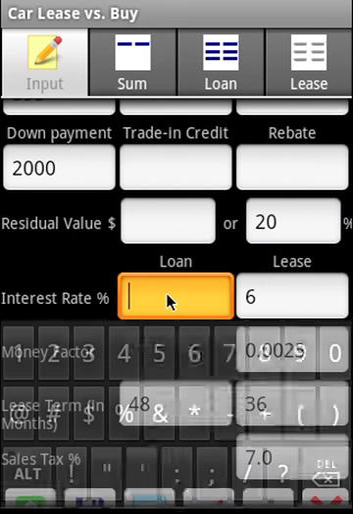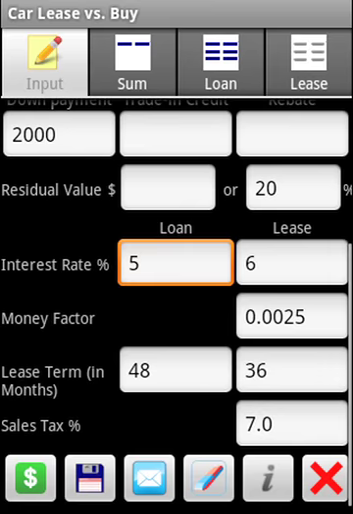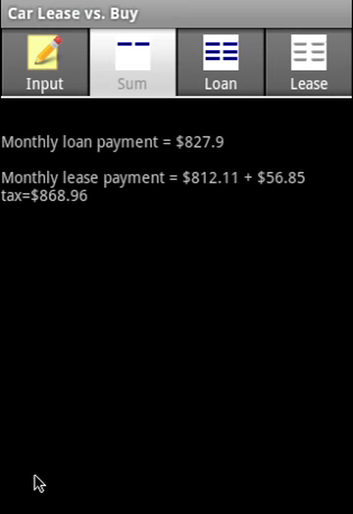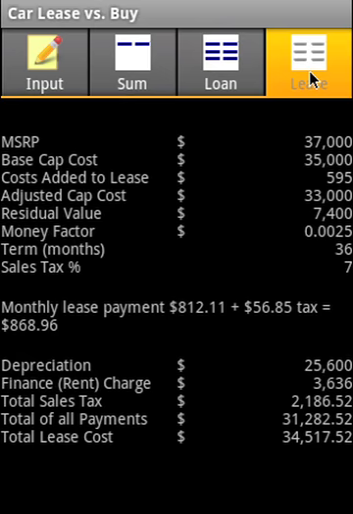And now the loan interest: specify an interest rate for the loan. You can also specify an interest rate for the lease. This money factor is actually calculated from this number. You don't have to supply both, but you have to supply at least one of them. And now the lease terms, 48, 36, you can change them. Sales tax is carried over from the configuration. You can also change that. So now this is what it does. So, lease versus loan, and here are some of the details.